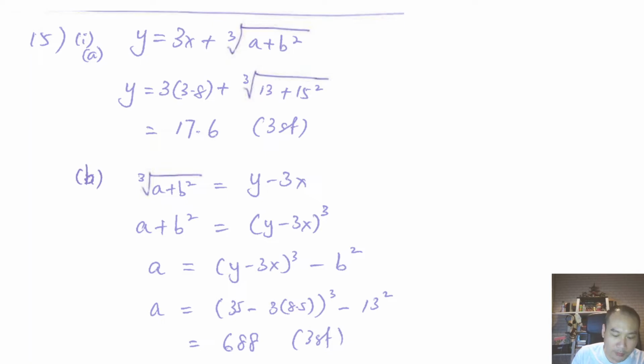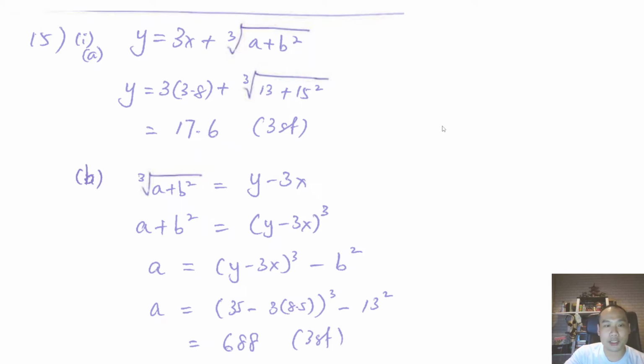It says that given that y is equals to 3x plus the cube root of a plus b squared, you can see that on the first line, they want us to find the value of y when a is 13, b is 15, and x is 3.8. So part A, straightforward. Again, just substitute in the values. A is 13, b is 15, x is 3.8. So substitute the values in, work it out carefully with your calculators.